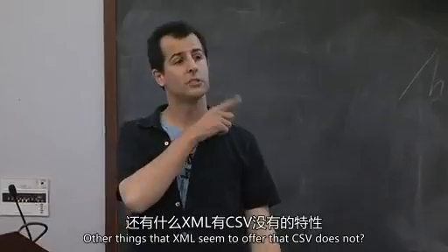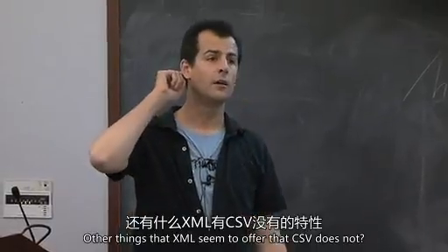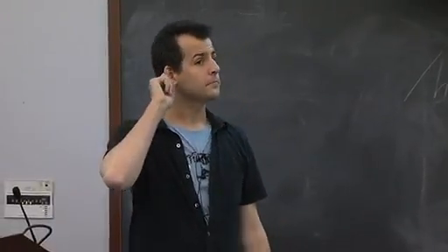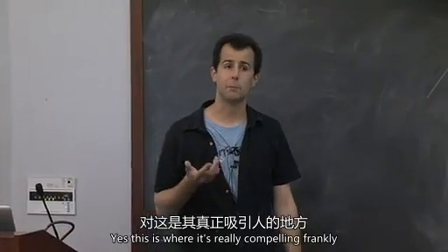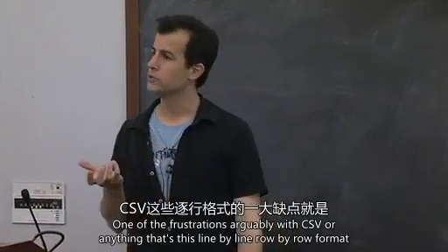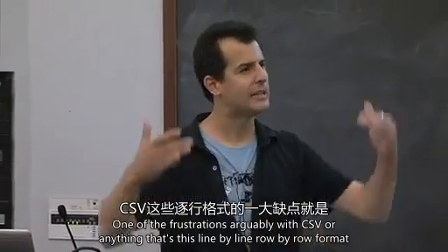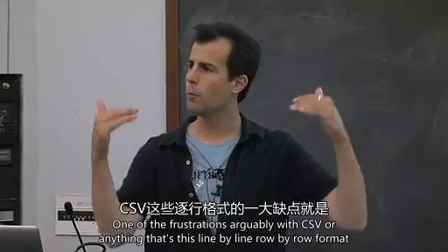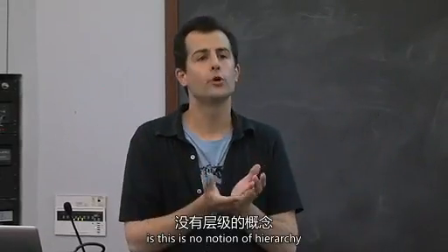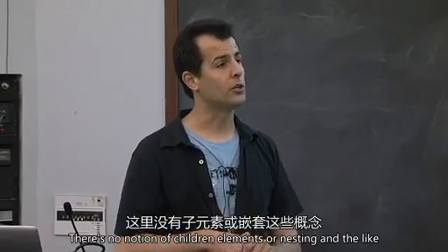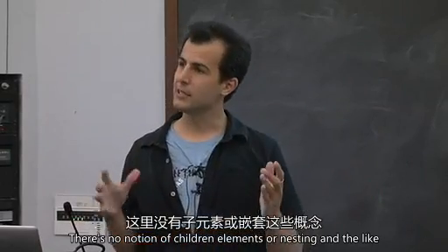Other things that XML seems to offer that CSV does not: multiple dimensions, because you can nest the tags. Yeah, so this is where it gets really compelling, frankly. One of the frustrations, arguably, with CSV or anything that's kind of this line by line, row by row format is there's no notion of hierarchy. There's no notion of children elements or nesting and the like.